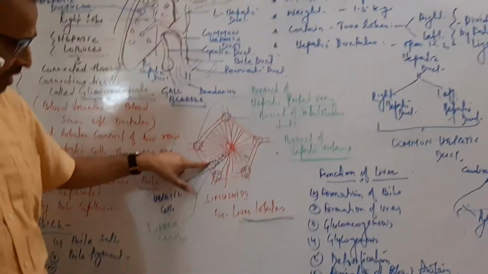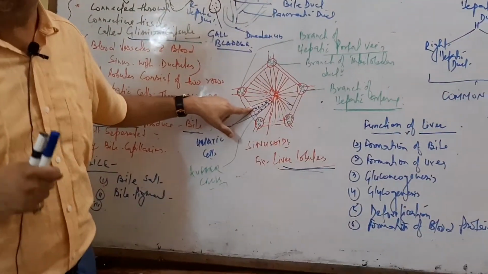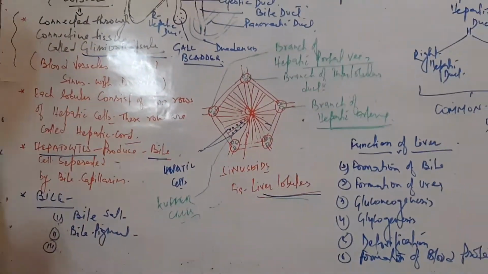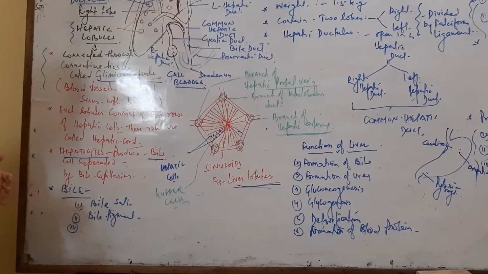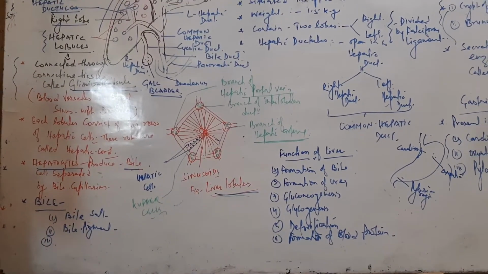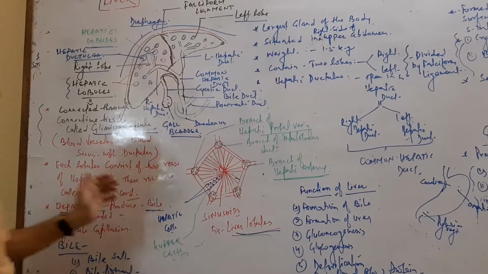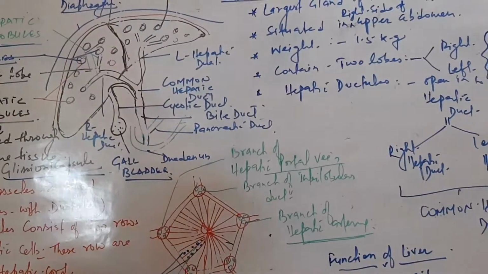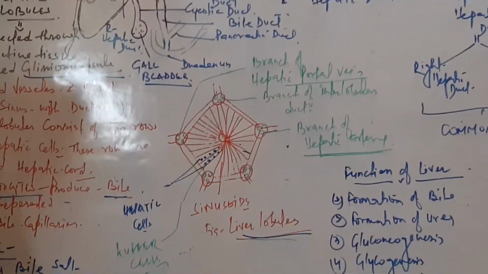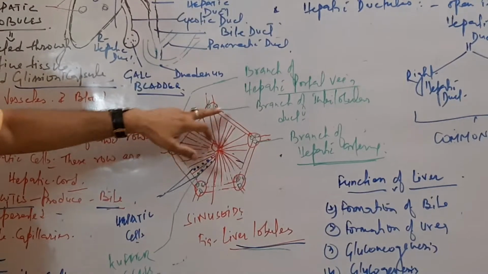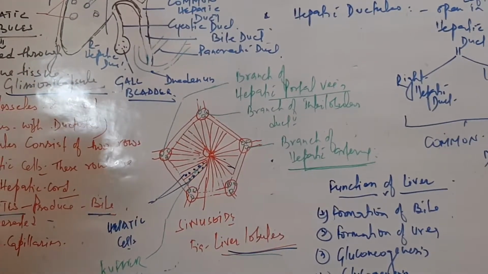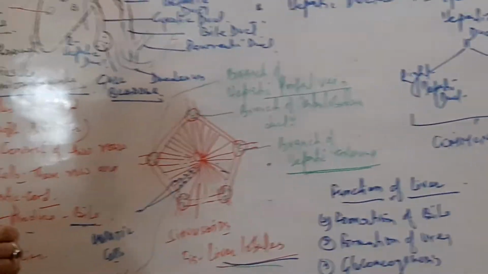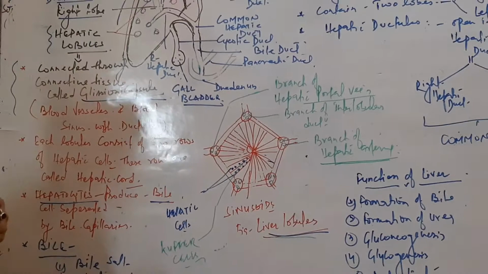Apart from hepatocyte cells, other phagocytic cells are present, called Kupffer cells. The hepatocyte cells produce bile and are separated by bile capillaries, which carry the bile, along with the different branches of the hepatic artery, hepatic vein and hepatic portal vein. So here are the branches of the different blood vessels. This is the structure of the lobules of the liver.